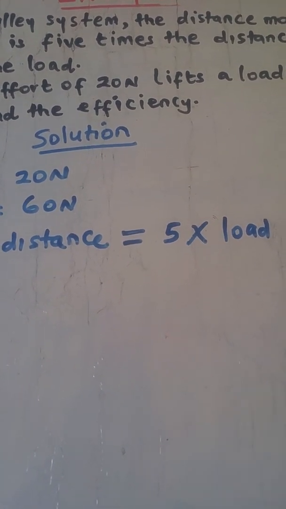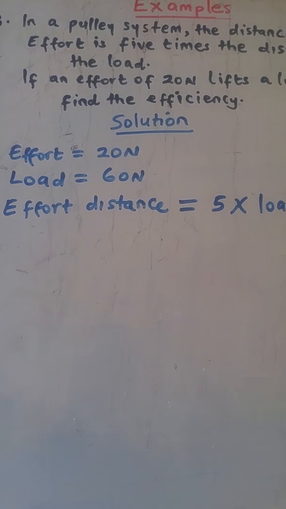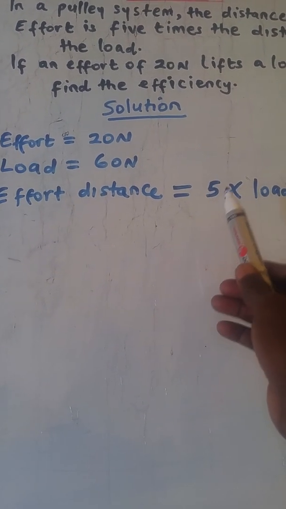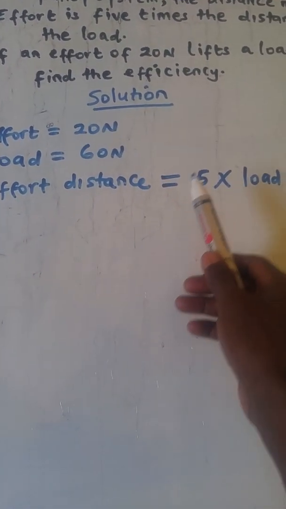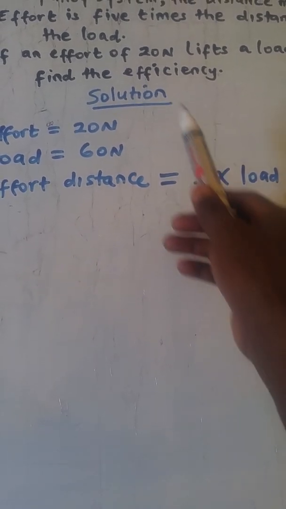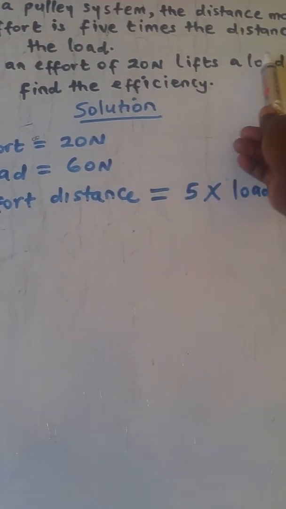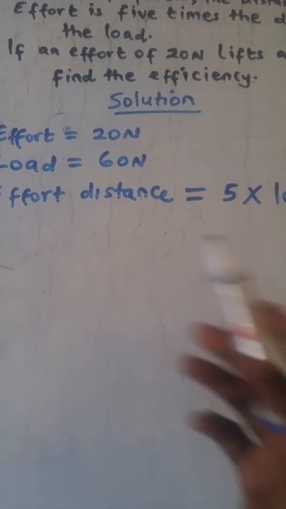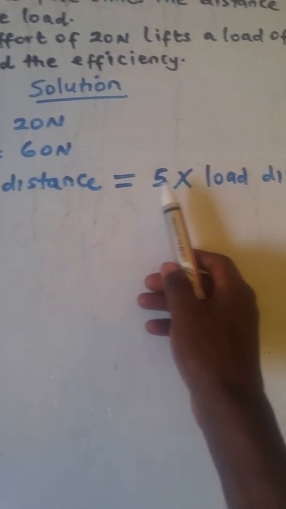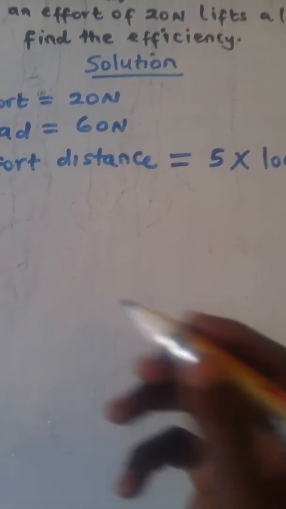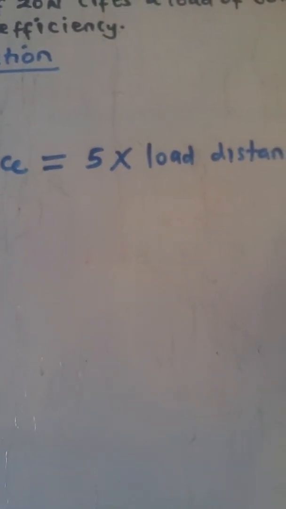You see? The distance moved by the effort is 5 times the distance moved by the load. So when we put that statement in form of an equation, it becomes distance moved by the effort, which is effort distance, is equal to 5 times distance moved by the load. So if I want to know the effort distance, I multiply 5 by the distance moved by the load.